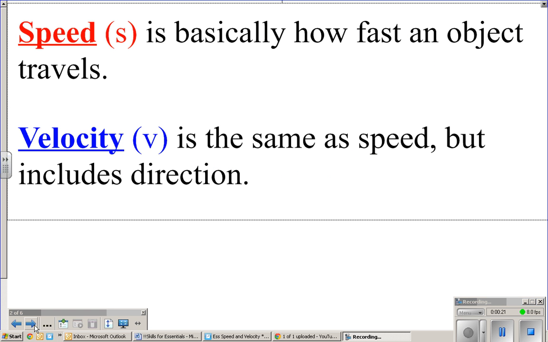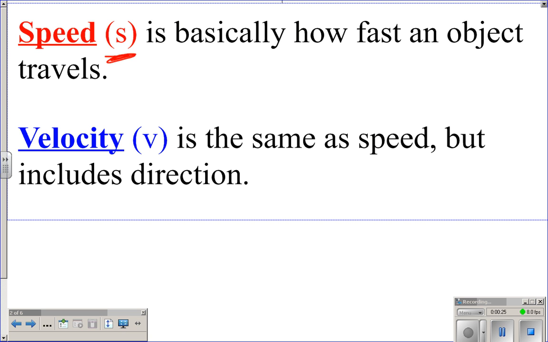So speed, the symbol for speed is simply just a lowercase letter s. Speed is basically how fast an object travels. I debated giving you guys a more sciencey, mathy, textbooky definition, but I think this is good. It's how fast an object goes. You guys all know this. All right.